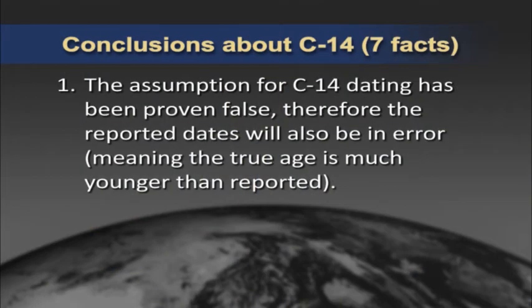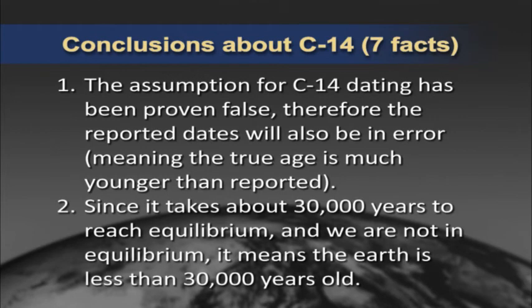So now we can draw some conclusions. I call these 7 very strong conclusions on the facts of science. Number 1, the assumption of carbon-14 dating has been proven false. Therefore, the reported dates will also be in error, meaning the true age is much younger than the reported age. Fact 2, since it takes about 30,000 years to reach equilibrium, and we are still out of equilibrium with carbon-14, that indicates the Earth is less than 30,000 years old.